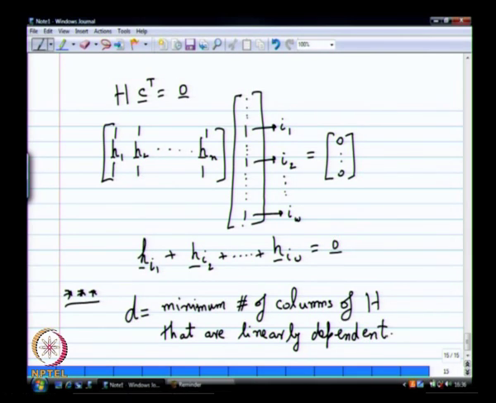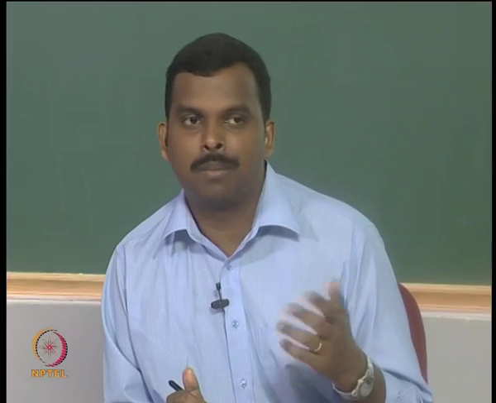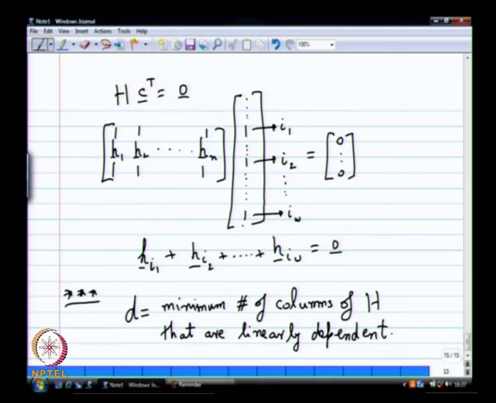Okay. So, I gave you an argument, but there is a subtle converse which I did not really prove, which is important. Okay. So, the converse is also equally important. What is the converse? If there are W columns of H which are linearly dependent, then there is a code word of weight less than or equal to W. Okay. So, that also is something you can quickly show, it is not too difficult. Once you show that, this equation becomes an equality. D equals minimum number of columns of H that are linearly dependent.